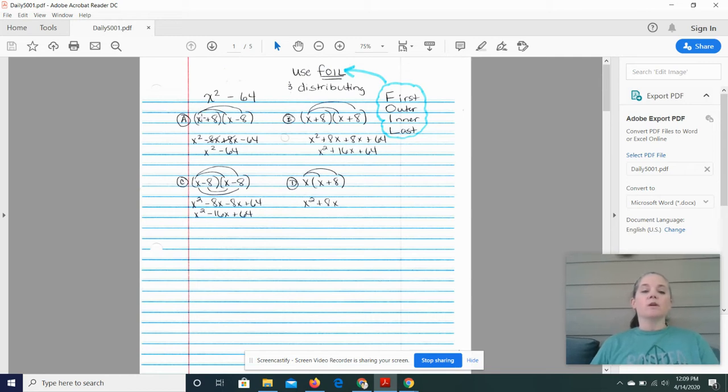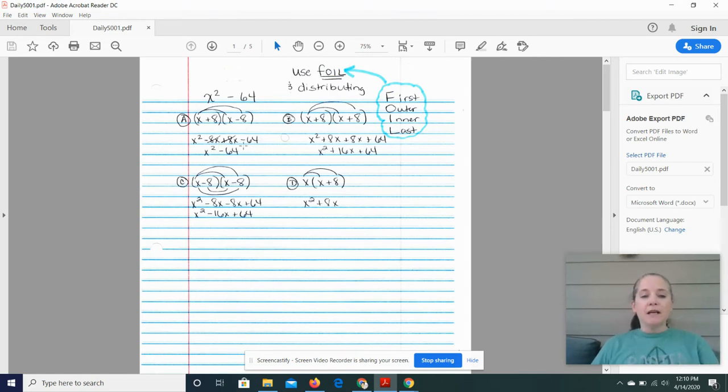But the way FOIL works is the F stands for first, so you take that first of each one, x times x, and it gives us x squared. Then you take the outer for each one, the x and the negative 8, which x times negative 8 is minus 8x. Then you take the inner, which is the plus 8 and the x, which would be plus 8x. And then you take the last, which is plus 8 times negative 8, which is negative 64, because remember, a plus times a negative is negative.